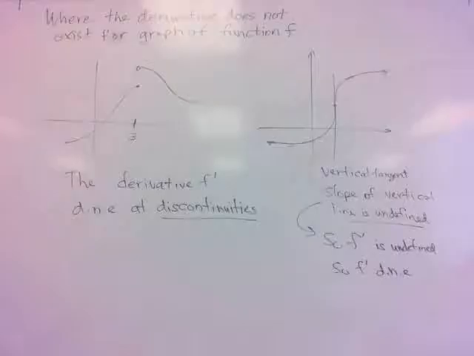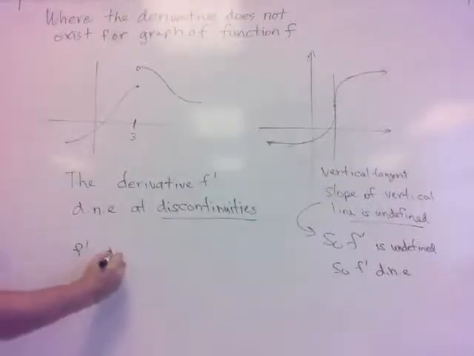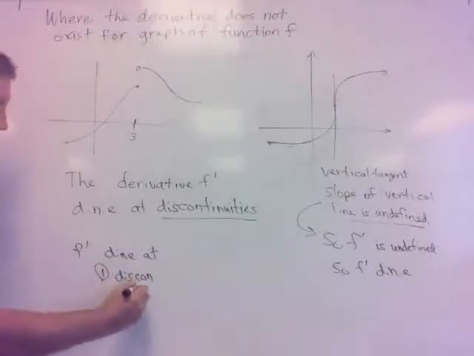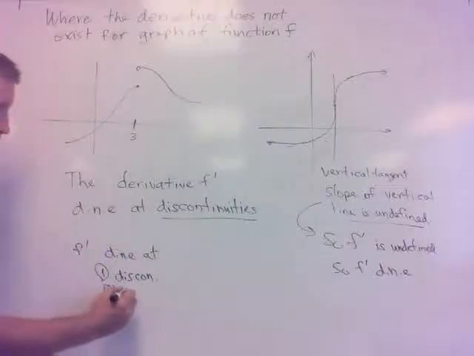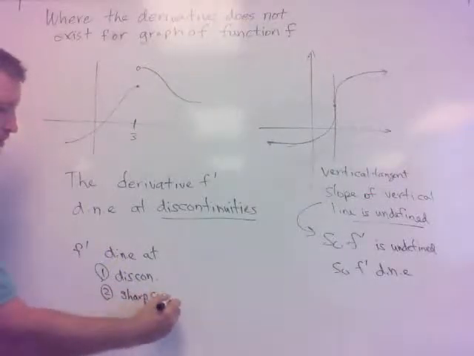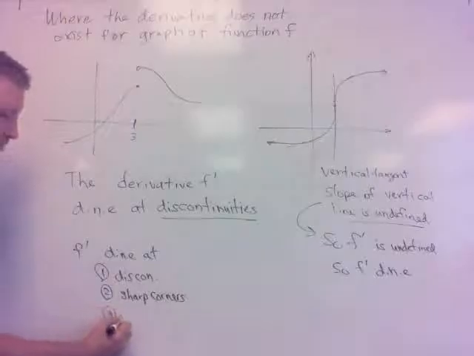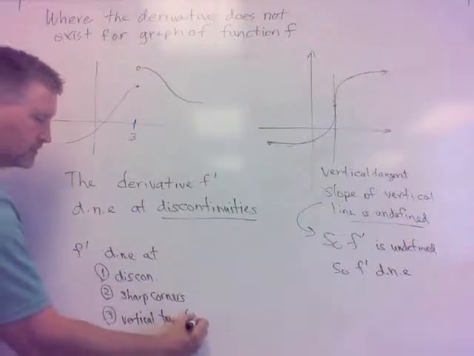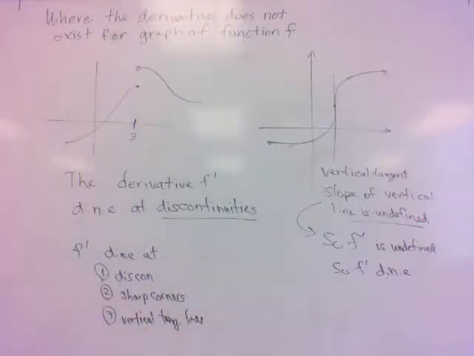So those are the three most common, I guess we could say, places on a graph where the derivative does not exist. It does not exist at discontinuities, corners, sharp corners, and vertical tangent lines, where you have vertical tangent lines. Okay? Everywhere else, you should be able to get a slope of a tangent. So those are the three that we watch out for.